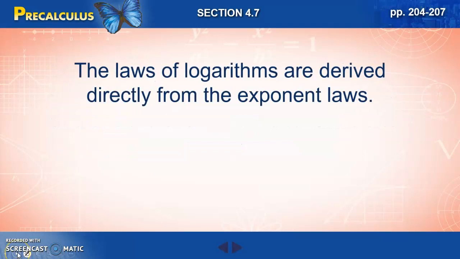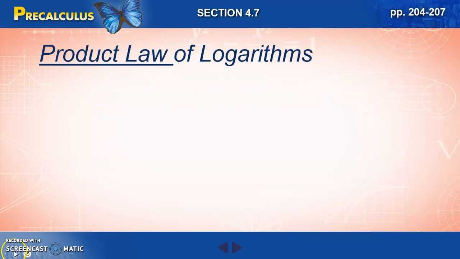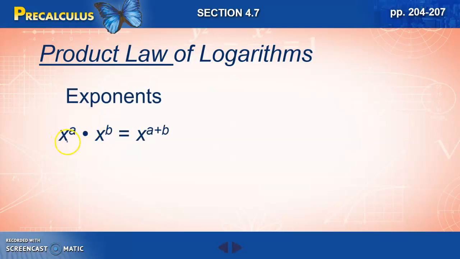So the laws of logarithms are derived directly from the exponent laws. Remember, we said that the exponential function looks like this. The logarithmic function, which is just the inverse of the exponential function, looks like this. So the laws of logarithms come directly from the exponent laws. Logs and exponents are related. The product law of logarithms comes from the product rule of exponents. The product rule of exponents says that x to the a times x to the b is the same thing as x to the a plus b.